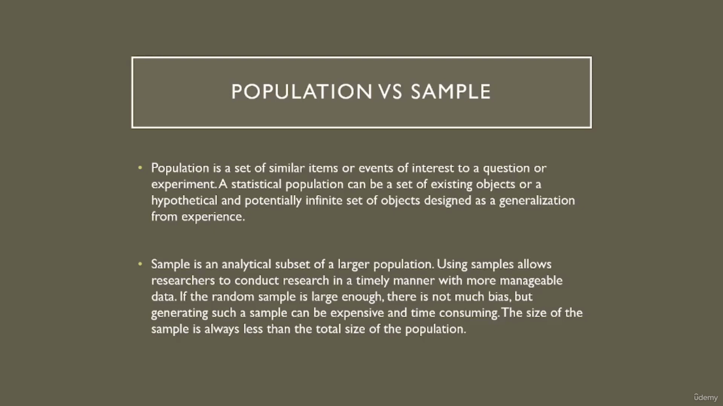A statistical population can be a set of existing objects or a hypothetical and potentially infinite set of objects designed as a generalization from experience. Sample is an analytical subset of a larger population. Using samples allows researchers to conduct research in a timely manner with more manageable data.